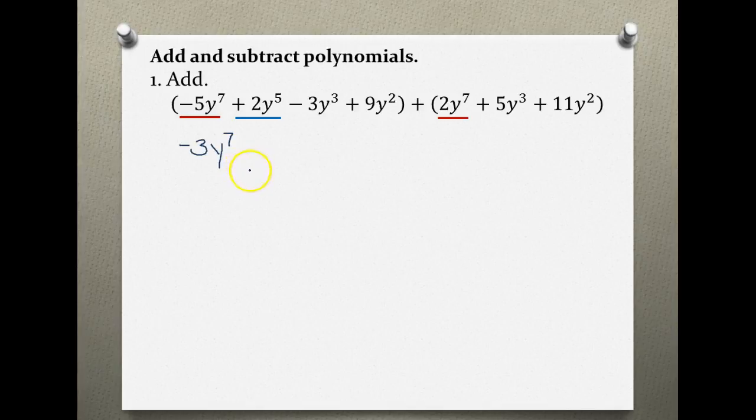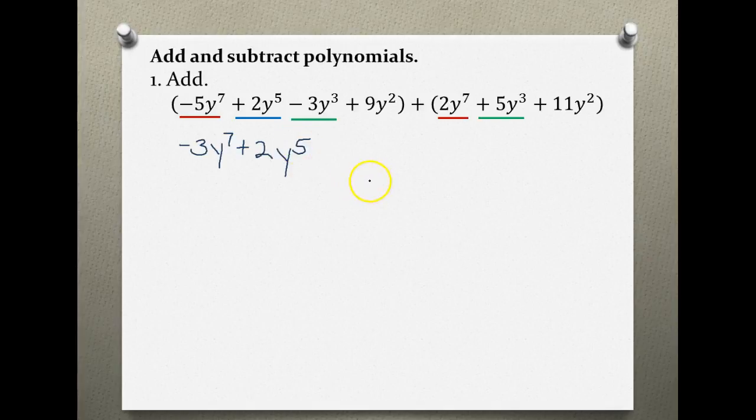Now let's move on to the next term, which is 2y to the 5th power. And if we look at the second set of terms, we don't see another term that has y to the 5th power. So we're just going to bring this term down, 2y to the 5th power.